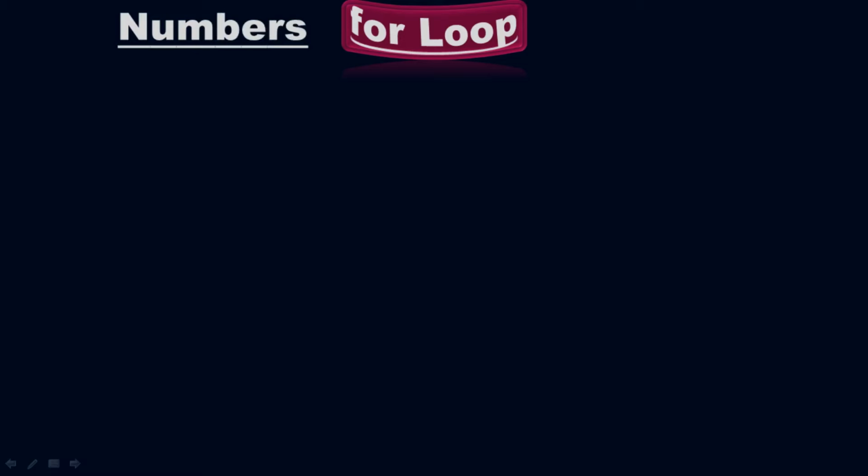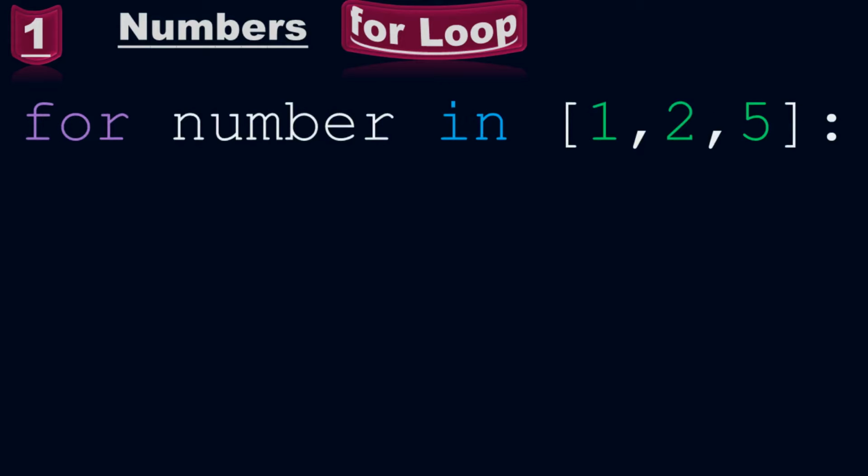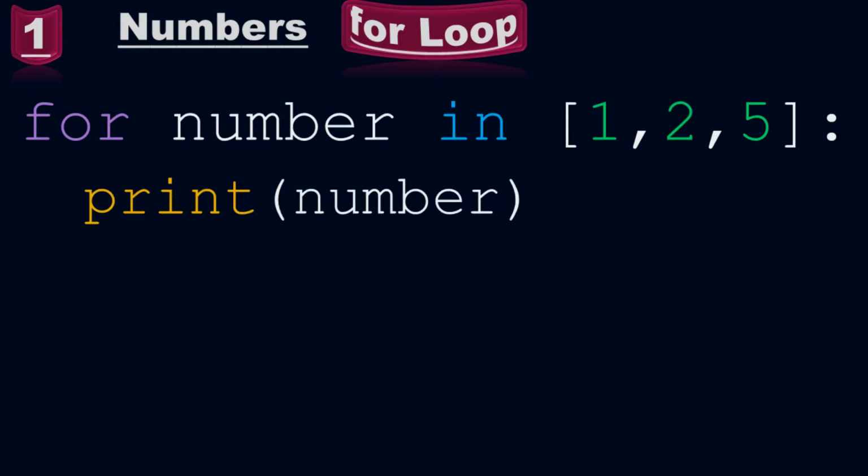Let me first take for loops for the numbers. We will do some examples for the numbers, how the for loop iterates over the numbers. Example number 1: for number in 1, 2, 5, print number. Your final output will be 1, 2, 5.